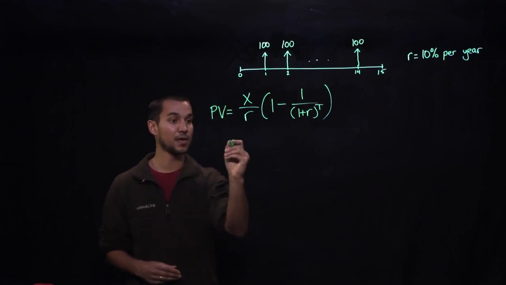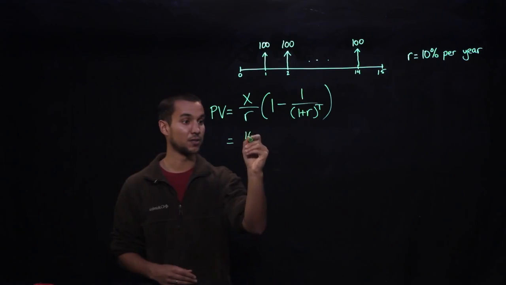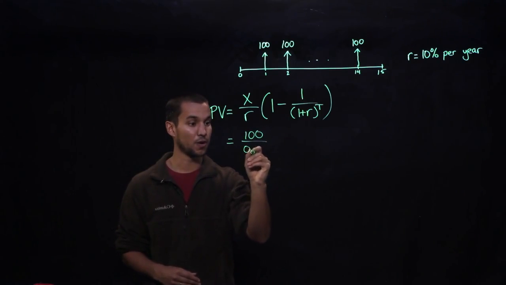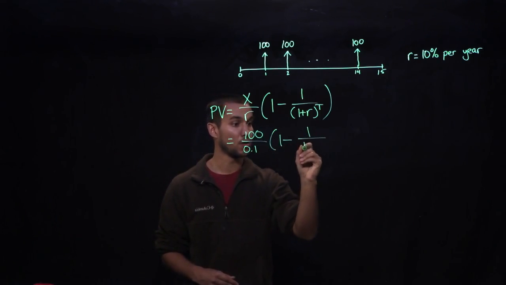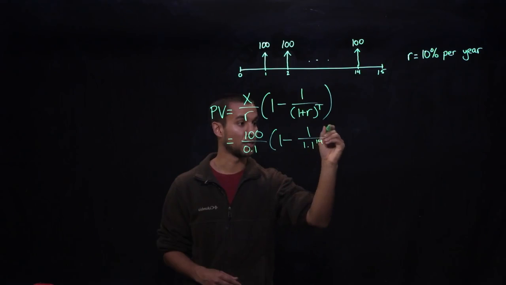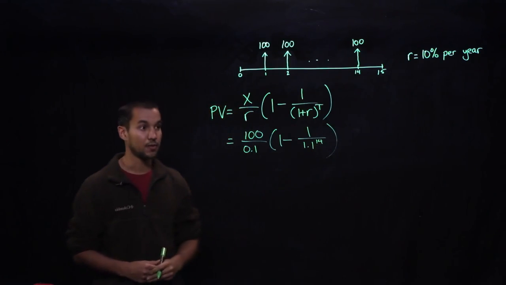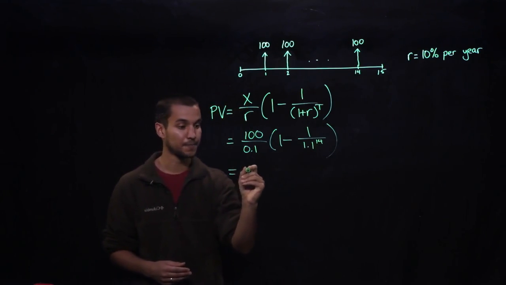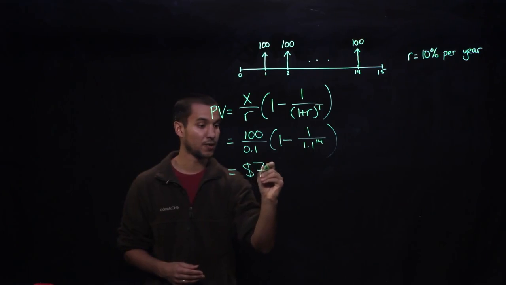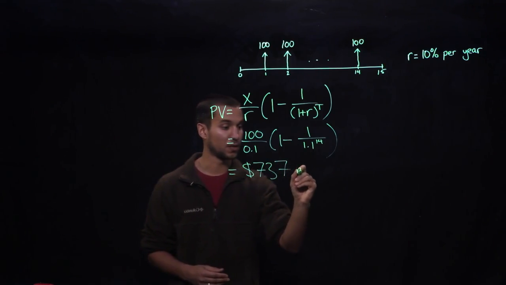And so when we do that, we get the present value is equal to 100 over 0.1 times 1 minus 1 over 1.1 to the 14. And when we compute this expression, we find that the present value is equal to $737 million.